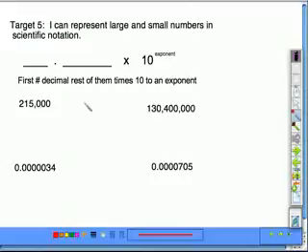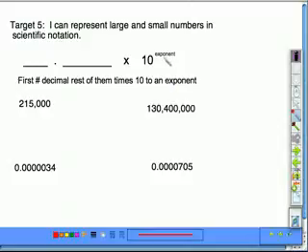Unit 7, Target 5. I can represent large and small numbers in scientific notation. Scientific notation is going to be in this format, where we have a number, a decimal, other numbers, times 10 to an exponent. In class, we went through this little cheer where we said first number, decimal, rest of them. And the rest of them could be more than one number. Times 10 to the exponent.